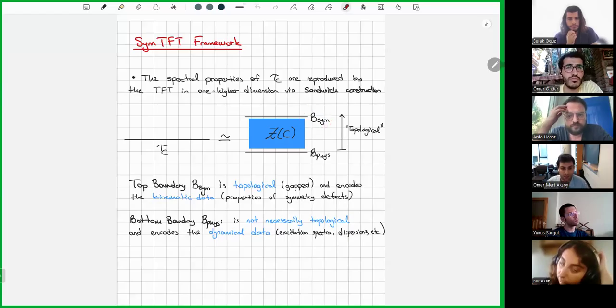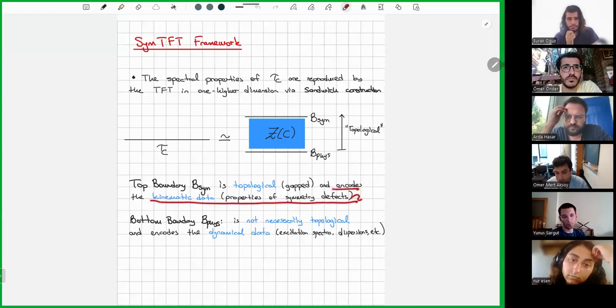So the top boundary is a boundary that is always topological. The word topological in this case just means gapped. So the top boundary, we always choose it to be gapped, and that will encode some sort of kinematical data, namely the properties of the symmetry defect. So it chooses the symmetry. That's why it's called the symmetry boundary.